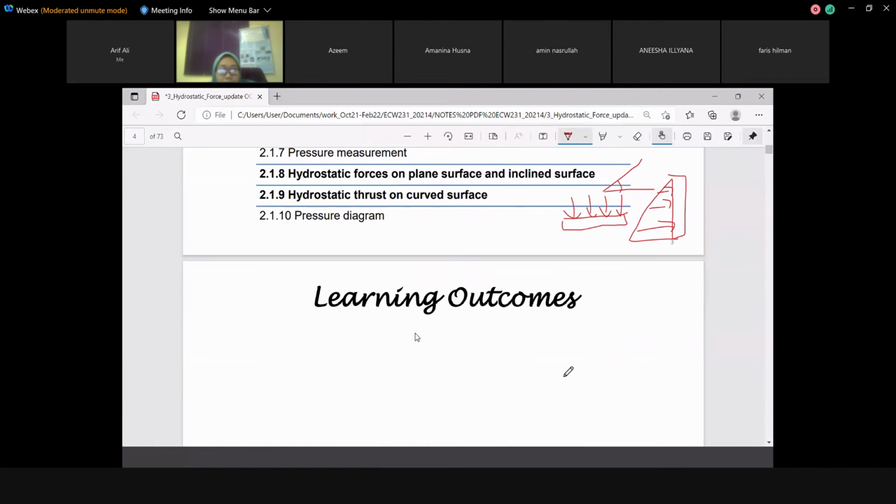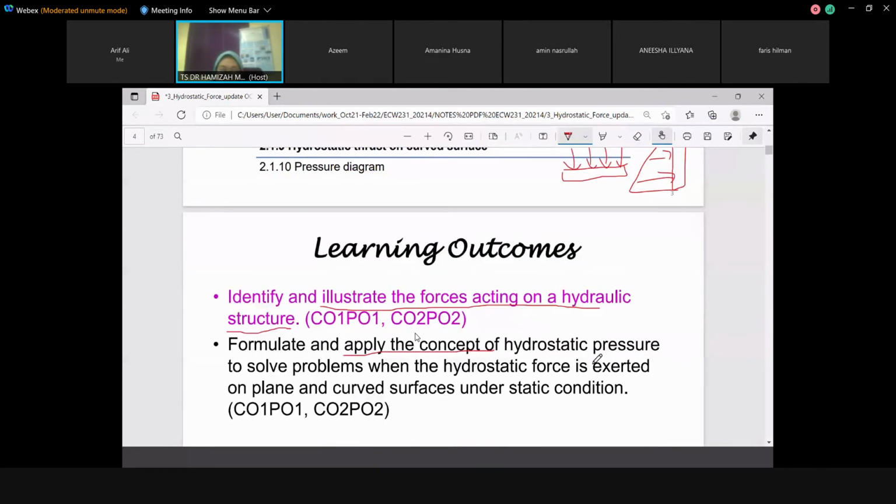So the learning outcome, you must be able to identify and also illustrate the force acting on a structure. Apply the pressure to solve the problem when the high force on plane surface. Okay, so you can see here the word pressure and force. So basically, the pressure dengan force adalah related. Dia punya konsep pun sama, dia punya force mesti perpendicular to the plane, to the structure.